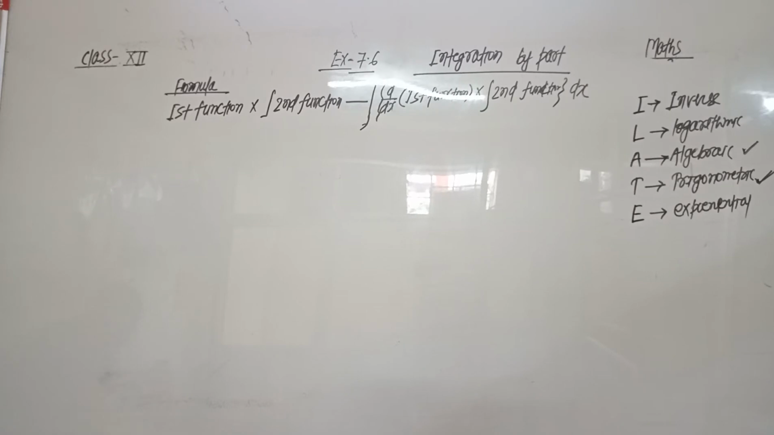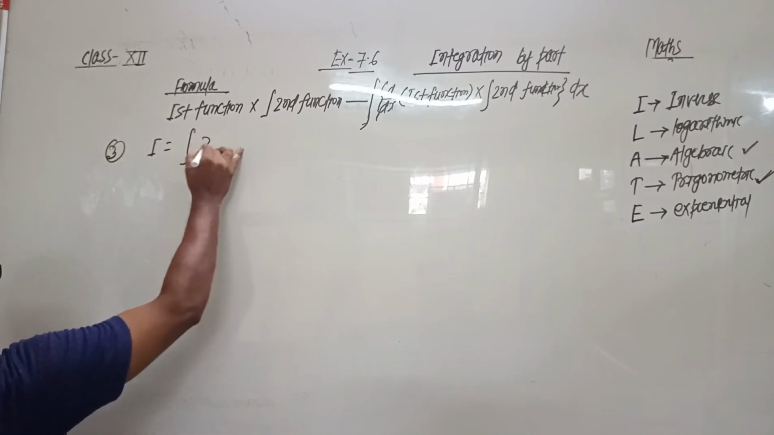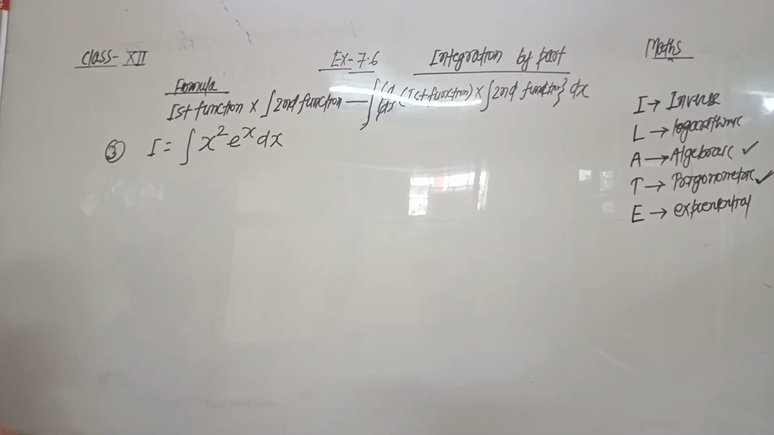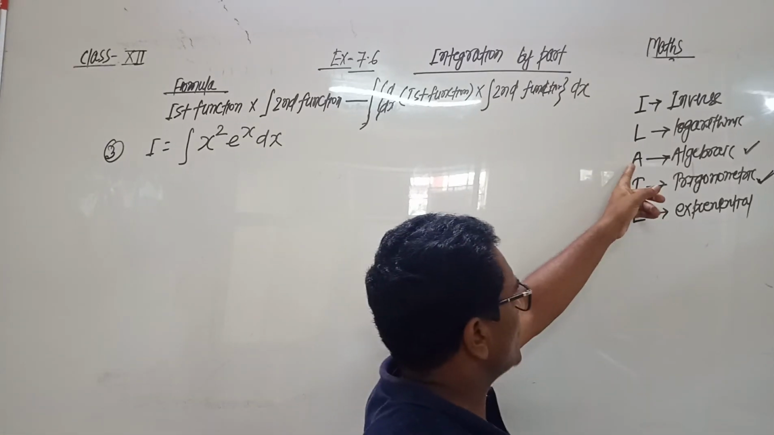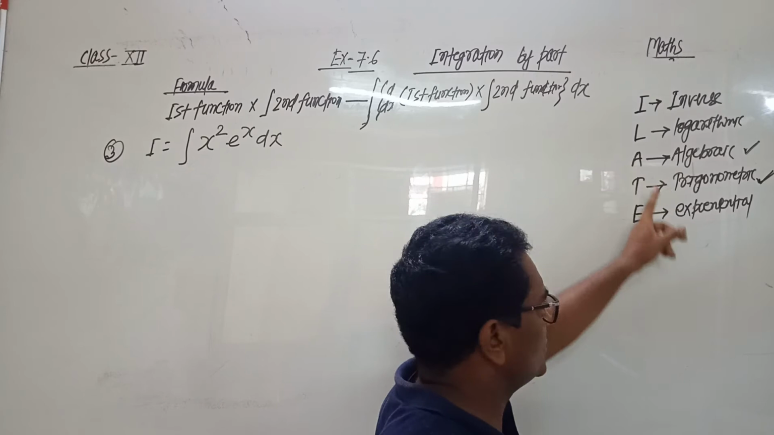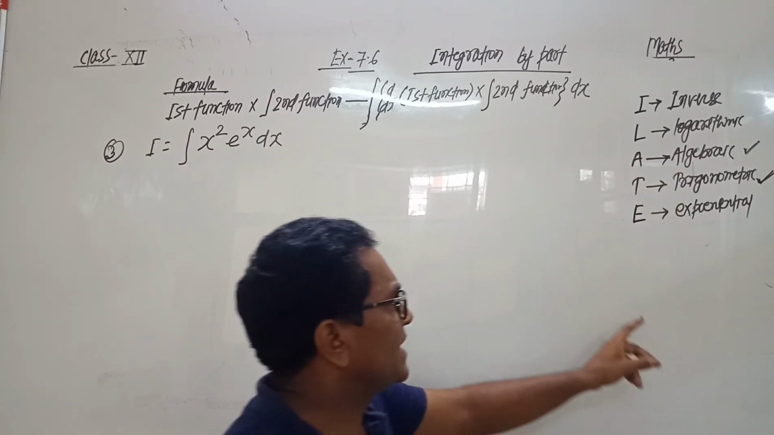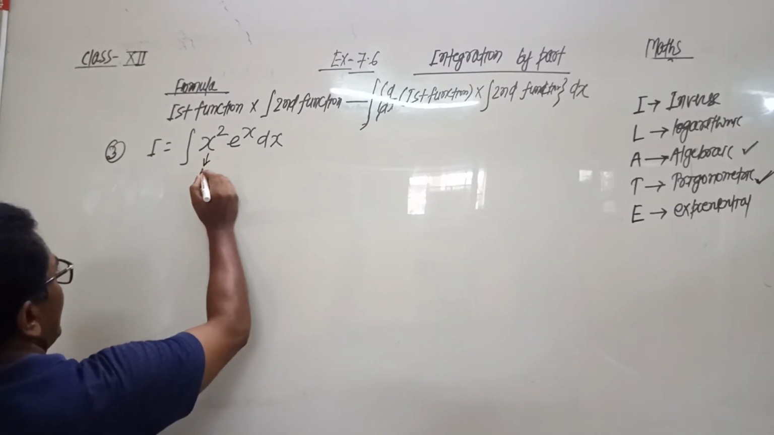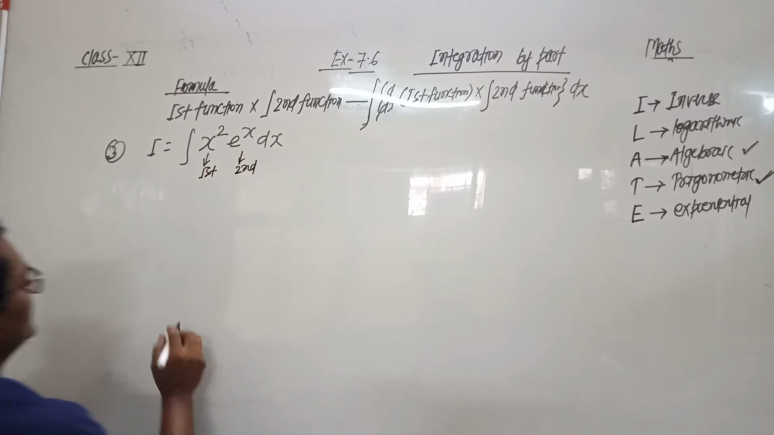Question number 3, integration x square e raised to the power x dx. So here we have two functions, algebraic function and exponential function. So algebraic comes first in the series and exponential comes after. So algebraic would be taken as the first and exponential would be taken as the second function. So x square is taken as first function and e raised to the power x is taken as second function.